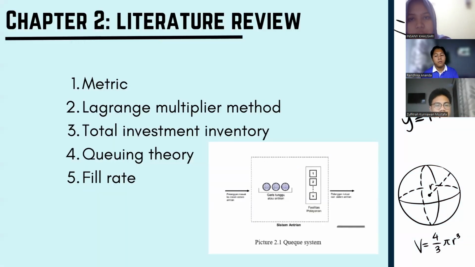Chapter 2 is the literature review. Actually, there are 5 topics. The first is Poisson distribution. The first one is METRIC, the second one is the Lagrange multiplier method, the third is total investment inventory, the fourth is queuing theory, and the last one is fill rate.